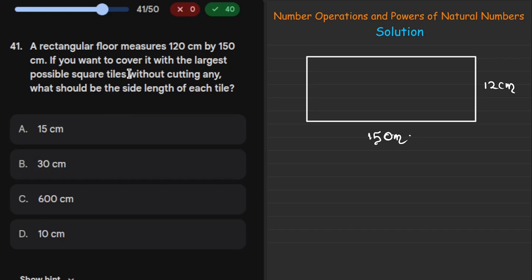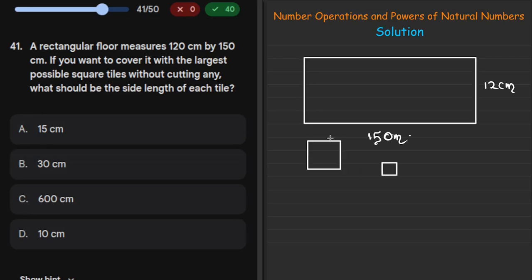So you want to cover it with the largest possible square tiles without cutting any. What should be the side length of each tile? What does this question actually mean? Now, these are two tiles that we have. For this, we can arrange 1, 2, 3, 4, and then 5. You see?